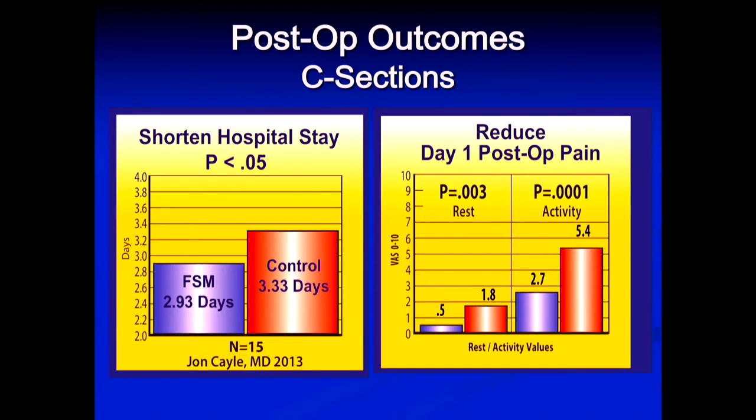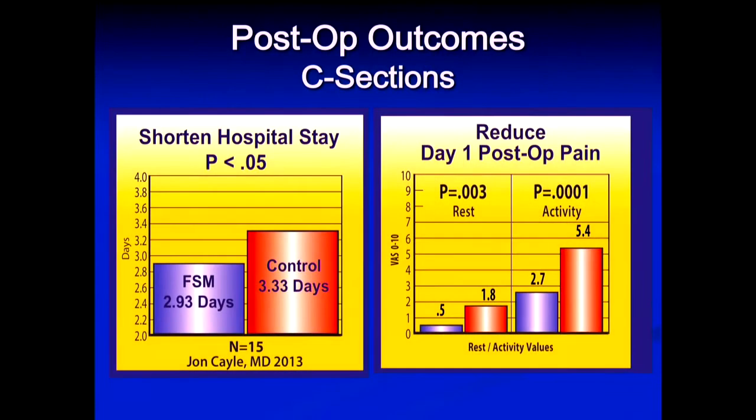FSM patients after C-section get out of the hospital in slightly less than 3 days. The control patients, with the same kind of surgery done by other surgeons before FSM, get out at about 3 1/3 days. Pain at rest and with activity is much less in FSM patients, and more, especially with activity, in patients who haven't been treated. So he's still working on getting this published. We'll try.